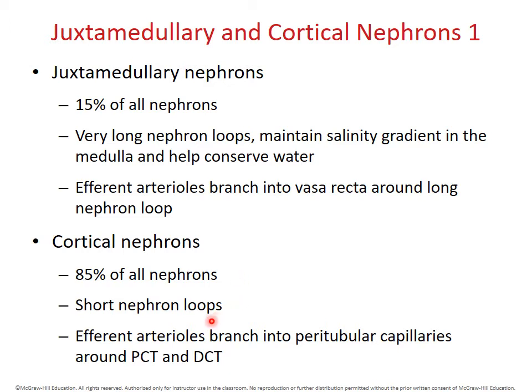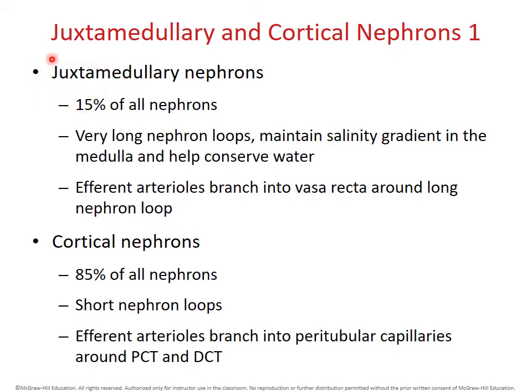The second capillary bed in cortical nephrons is the peritubular capillary bed that we find investing the proximal convoluted tubule and distal convoluted tubule. Now, the less common type of nephron is called the juxtamedullary nephron.